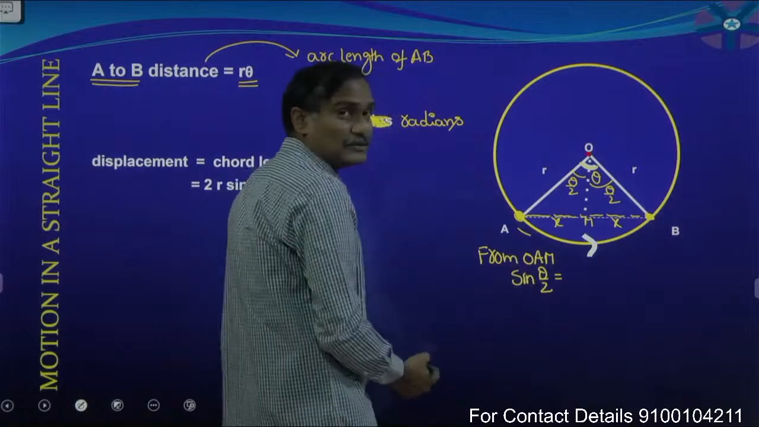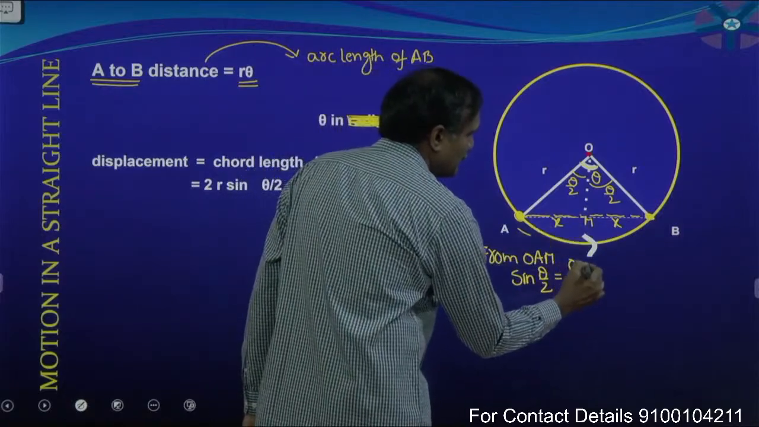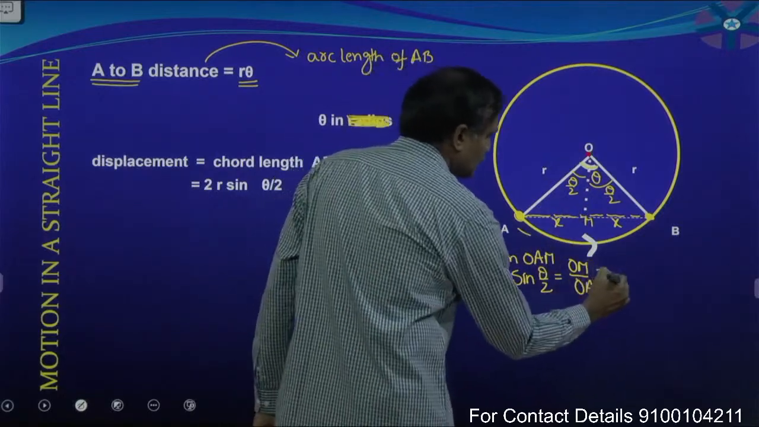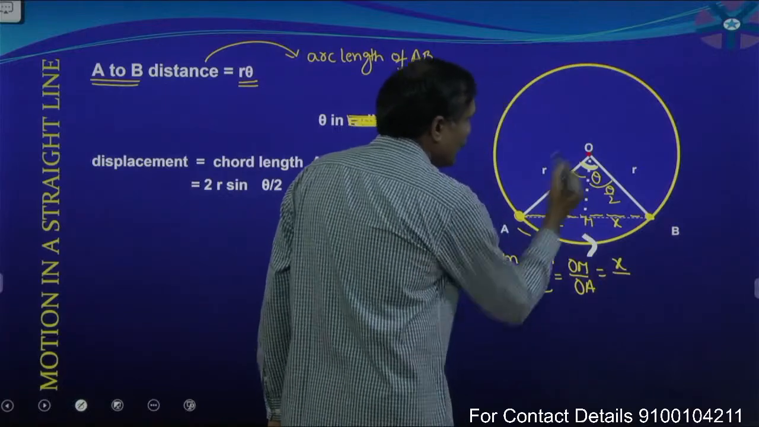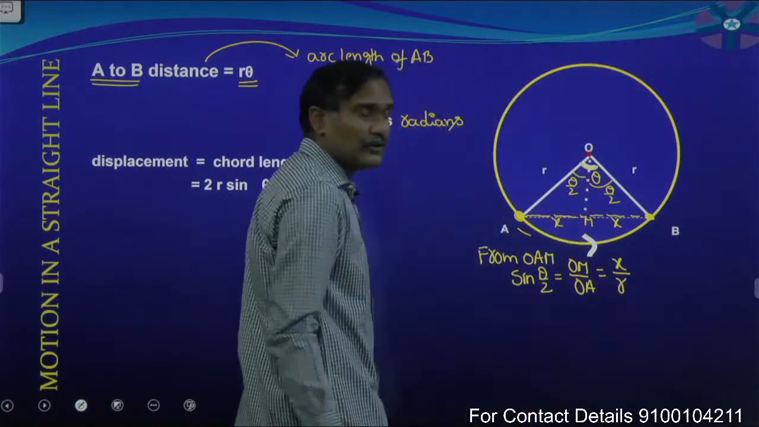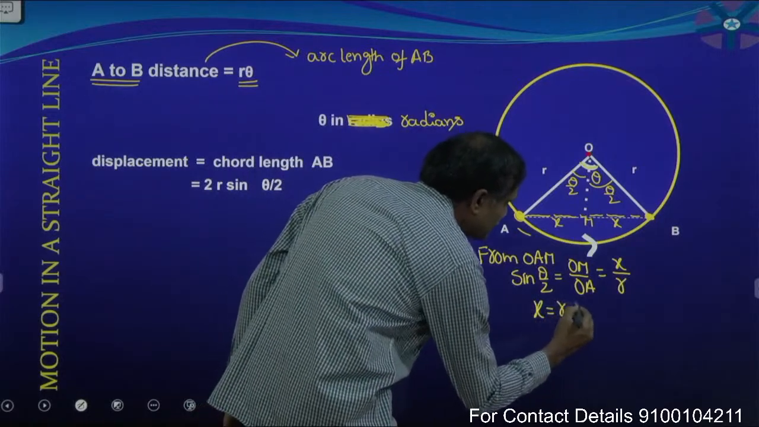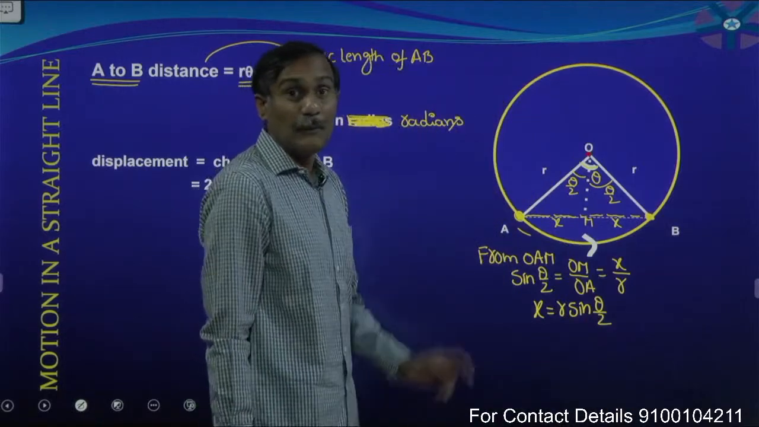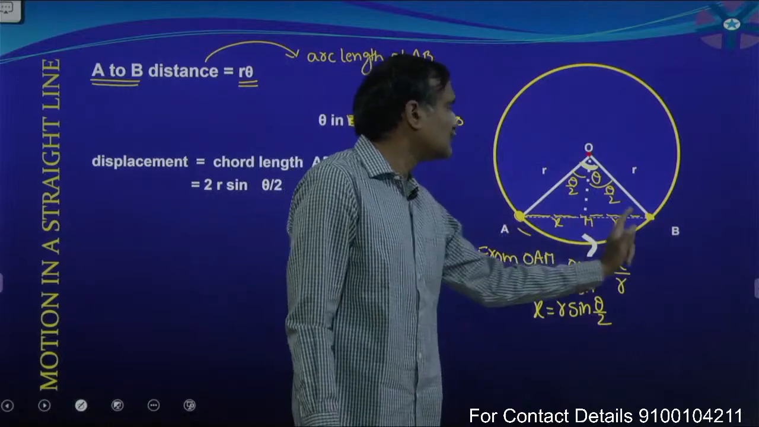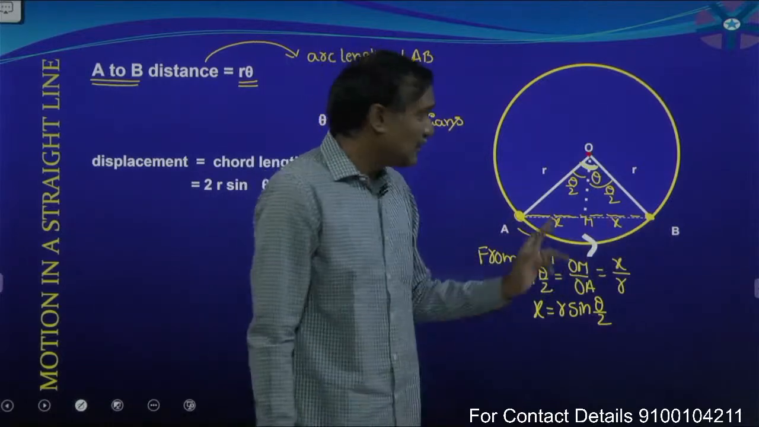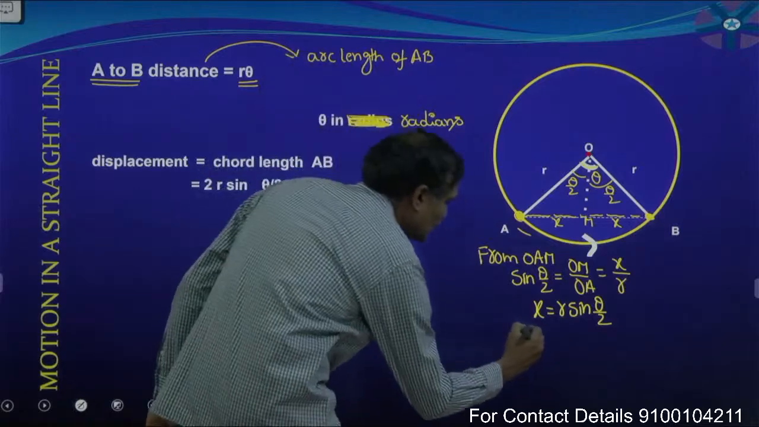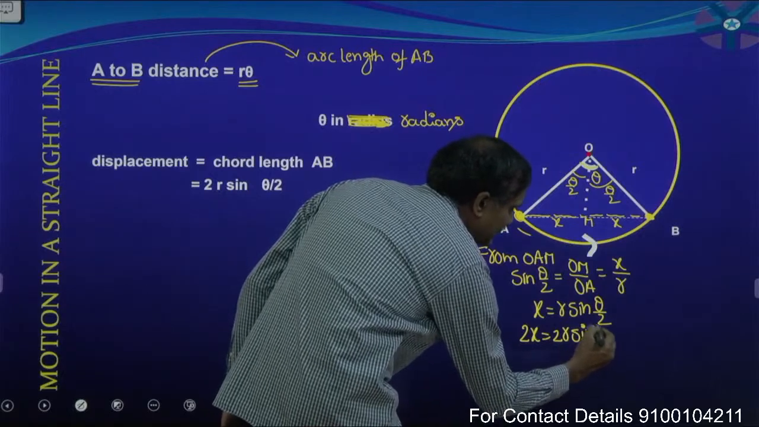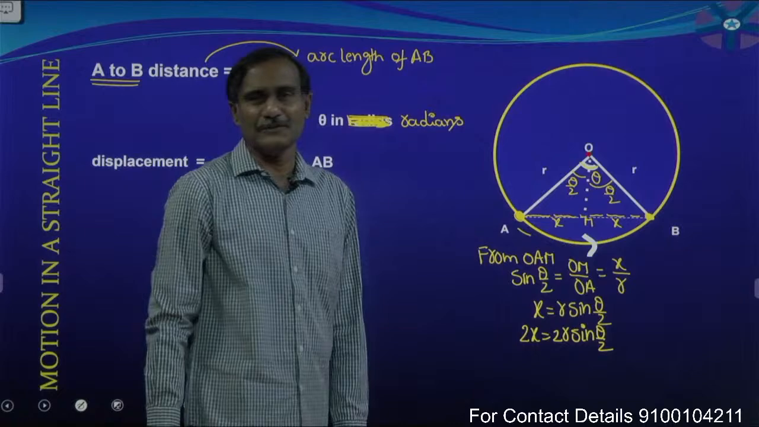Now, sin theta by 2 is the opposite side OM divided by hypotenuse OA. OM is x, and OA is nothing but r. So x is equal to r sin theta by 2. But we want to calculate this total length. What is the total length? 2x. Now, 2x is equal to 2r sin theta by 2.